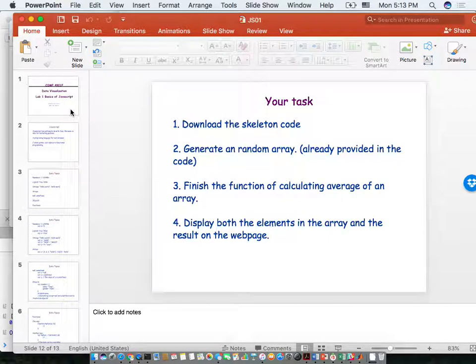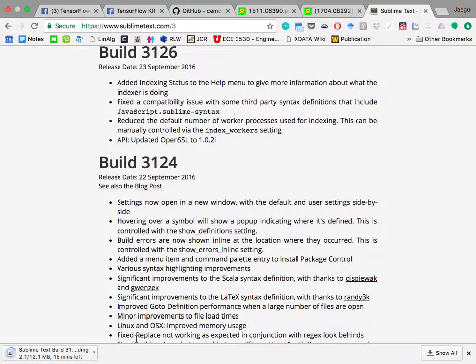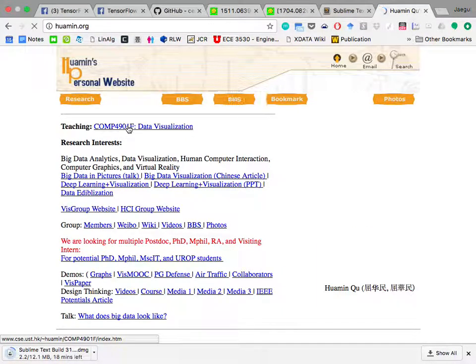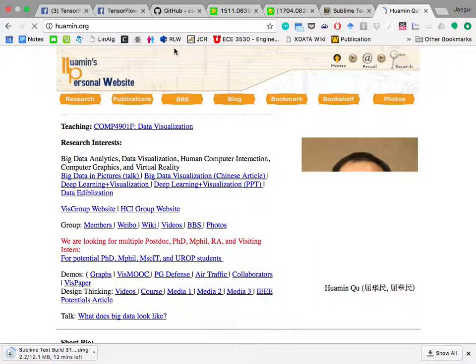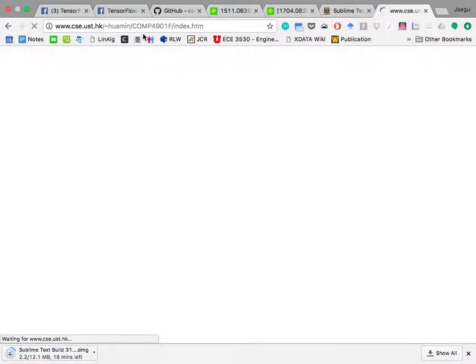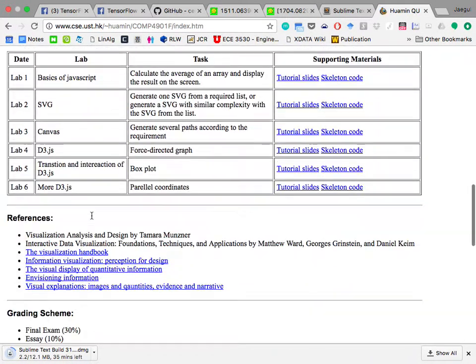And today I picked some lab programming material from a famous professor in InfoVis and Visual Analytics, whose name is Huamin Qu, a professor at HKUST. He has a visual analytics lecture and some lab or programming material.